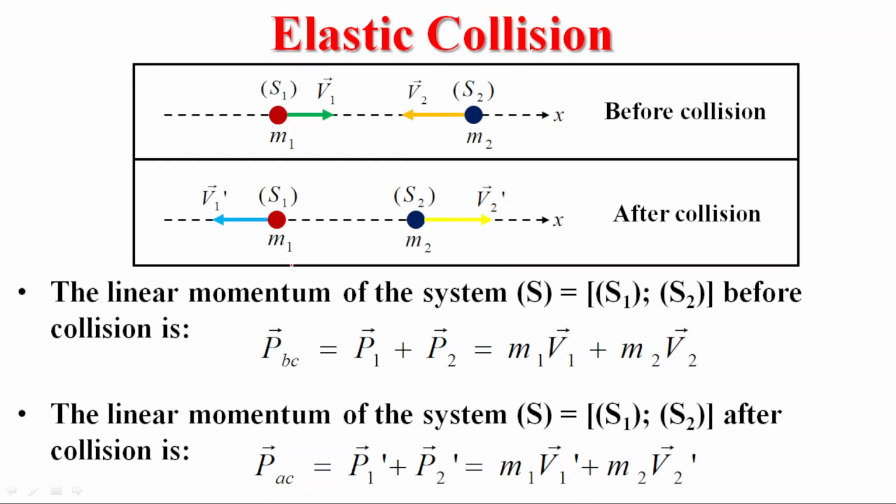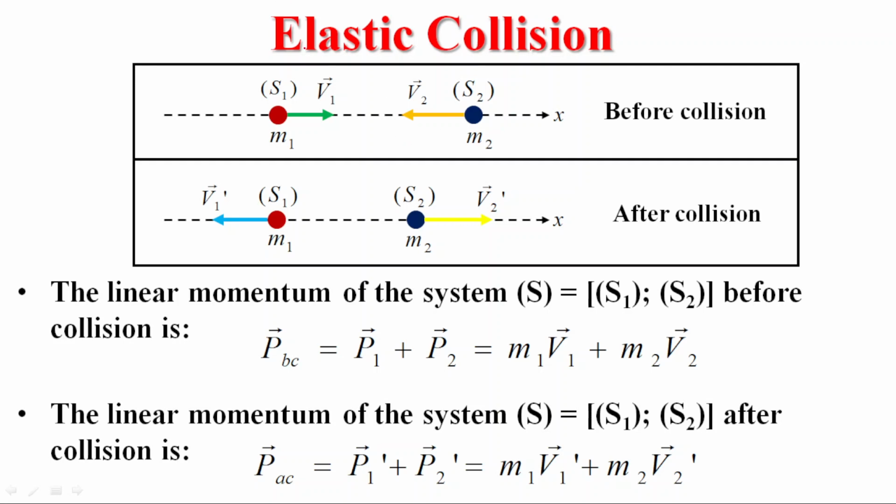So again, our objective is to find v1 prime and v2 prime. As we agreed before, what does collision mean? Collision is one of the applications of conservation of linear momentum. We must apply the principle of conservation of linear momentum, meaning P before collision equals P after. Okay, now we will say what an elastic collision is.